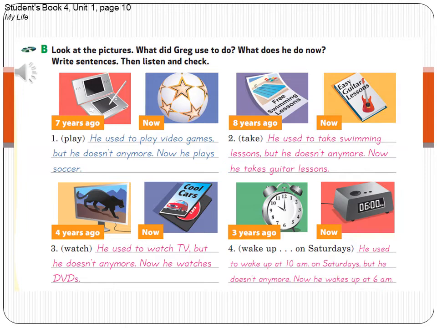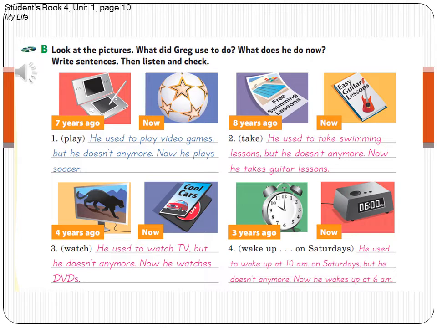Page 10. Exercise 1. Part B. Look at the pictures. What did Greg used to do? What does he do now? Write sentences. Then listen and check. 1. He used to play video games, but he doesn't anymore. Now he plays soccer. 2. He used to take swimming lessons, but he doesn't anymore. Now he takes guitar lessons.